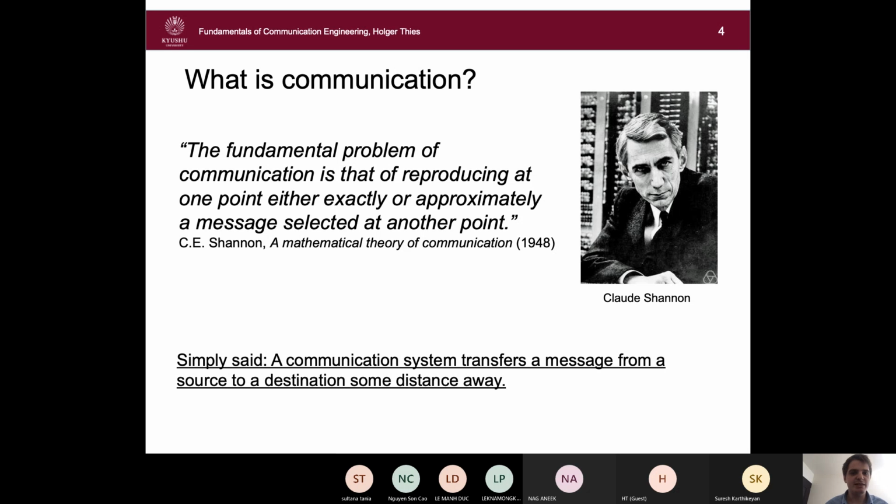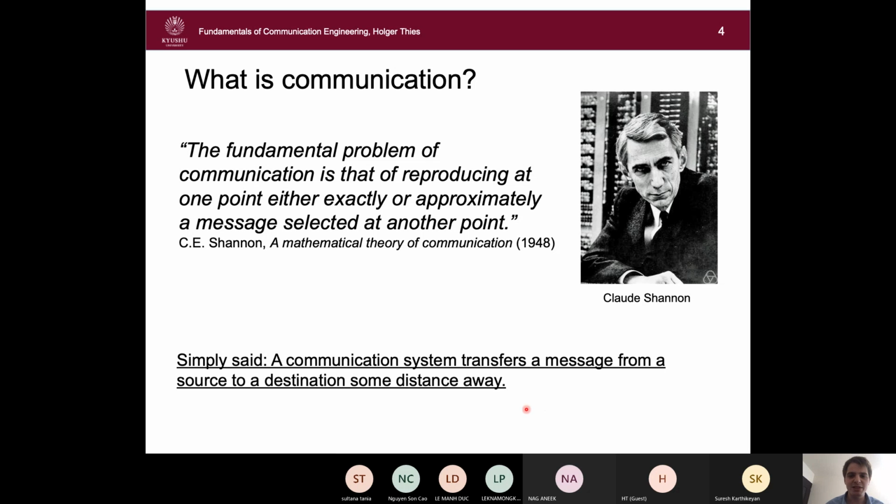So let's start with the fundamental question of this lecture. What is communication? Shannon, in his very important paper of 1948, which is the start of modern communication and information theory, defined it this way: the fundamental problem of communication is that of reproducing at one point either exactly or approximately a message selected at another point. In simple terms, this just means the communication system has the goal to transfer a message from a source to a destination at some distance away. So this is a very general definition of what a communication system is.